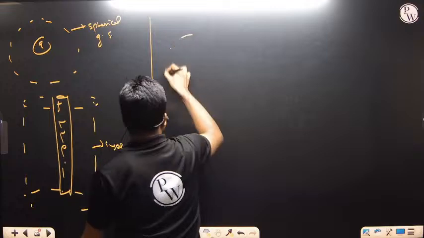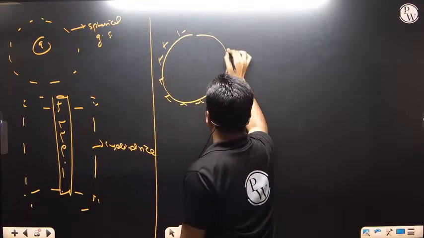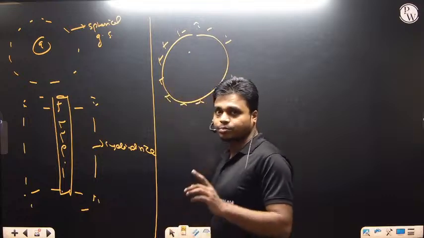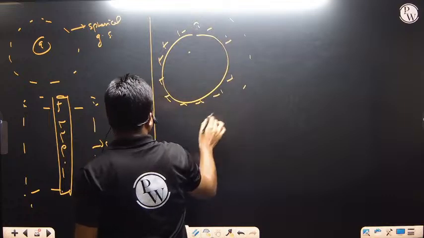Suppose the charge is again spherical. For this, the Gaussian surface will also be spherical. Just now we got that the electric field inside will be 0, on the surface it is kq by r square, and outside the surface it is kq by small r square. This will be the Gaussian surface over here.